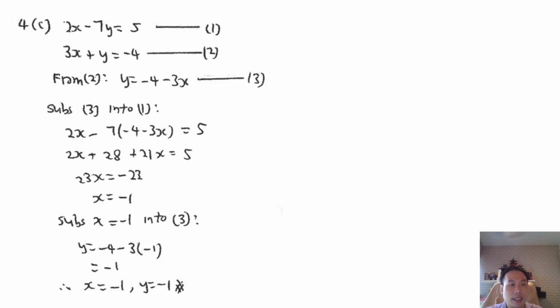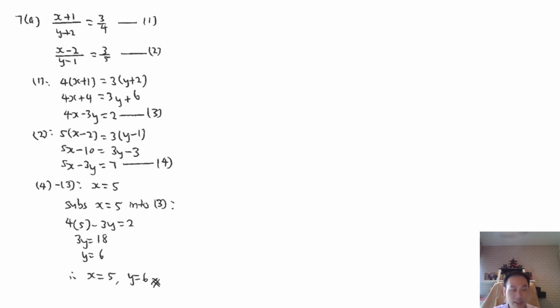Right, the next question that I ask you to try is question 7a. So let's take a look. Now, 7a, this time round, we increase the complexity of the question a little by introducing fractions. But we have dealt with fractions before. You have actually learned it in last year's syllabus. So most of you who are comfortable with algebra, this should not be an issue, right? And we are supposed to use the elimination method. So let's see what we can do, right?